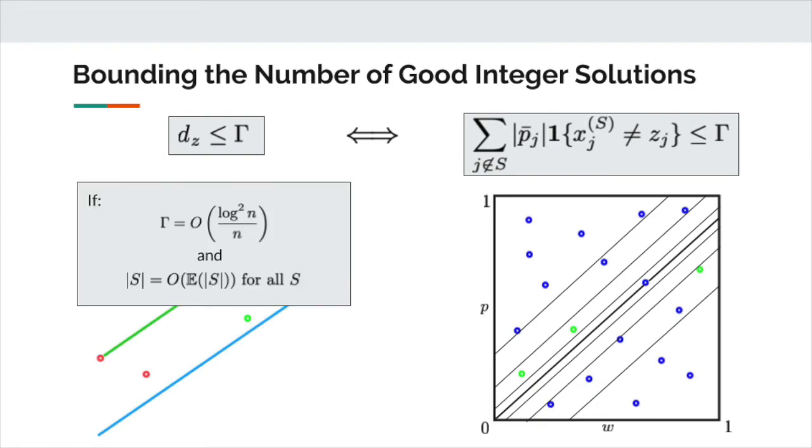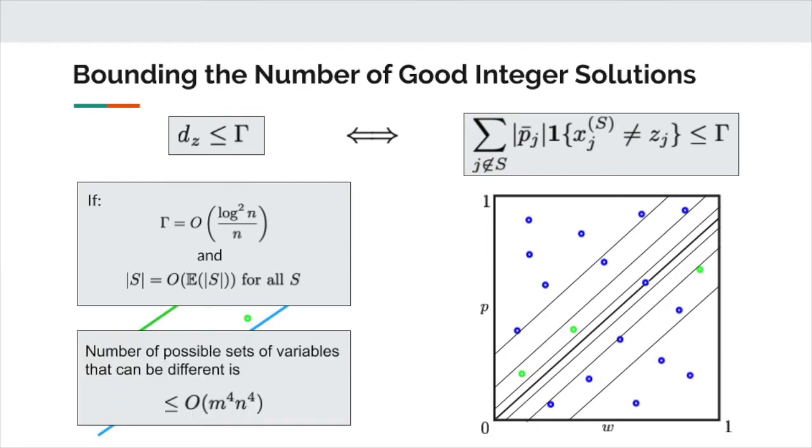Okay, and so if in fact the integrality gap is small as shown here, and each of these slabs that we show on the right side, I'm going to skip the details for now, but if each of these slabs have about their expected number of points, then in fact we can say that the number of possible sets of variables that can be different and still be within the integrality gap away from f of b is at most m to the 4 times n to the 4. All right, and this exactly counts the number of good 0, 1 solutions in this region.